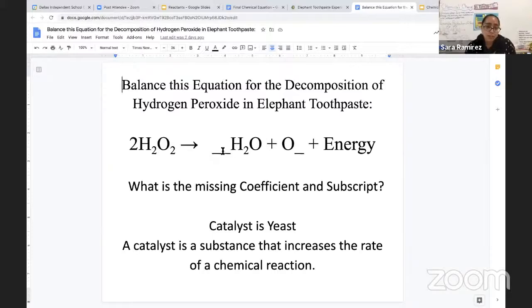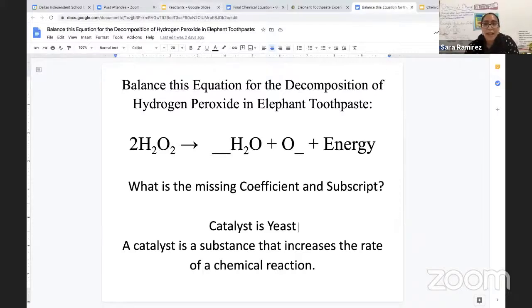So given this information, what is the missing coefficient that would go here? And what is the missing subscript that would go here? So you can take a moment to just write it down or take a picture with your phone. And again, it's important to know that a catalyst, in this case, would be yeast, and a catalyst is just a substance that increases the rate of a chemical reaction. So there's your challenge question.